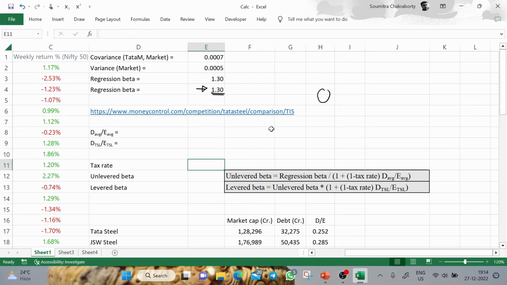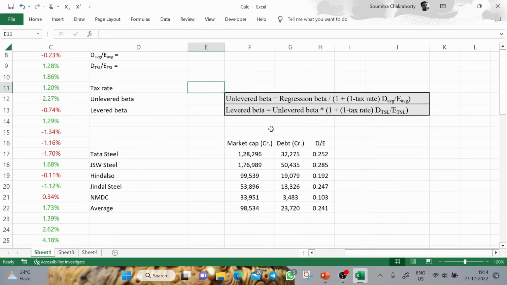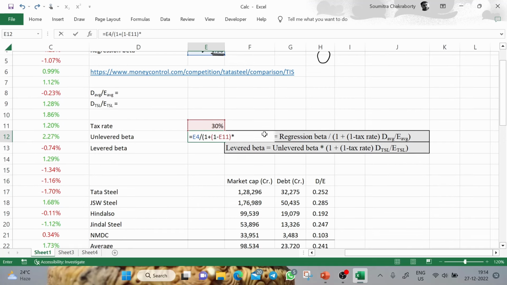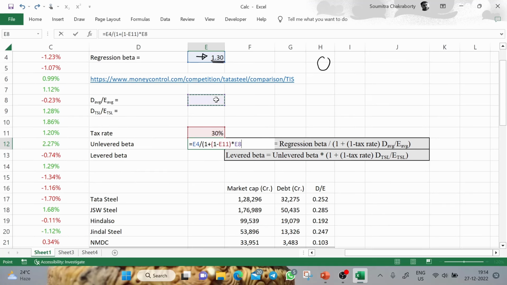And in this case, how to find the tax rate? First of all, let us take an approximate assumed value of tax rate, 30%. We will later change it with the actual calculation. Now, what is the unlevered beta? This is the regression beta divided by 1 plus (1 minus tax rate, that is 30%) into E11 into D average by E average, which we have not calculated so far. So we will calculate.